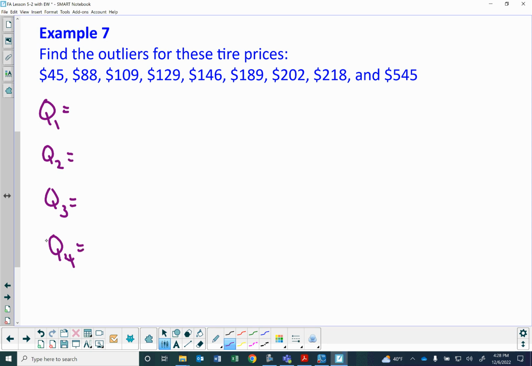I always find Q2 first. It's been my thing since day one. If I look at this, I have 1, 2, 3, 4, 5, 6, 7, 8, 9 data values. So if I go 4 from the front and 4 from the back, 146 is Q2. Q1 is the median of the 4 top numbers here, so it's going to be 88 plus 109 divided by 2, which means quartile 1 is 197 divided by 2, which is 98.5.